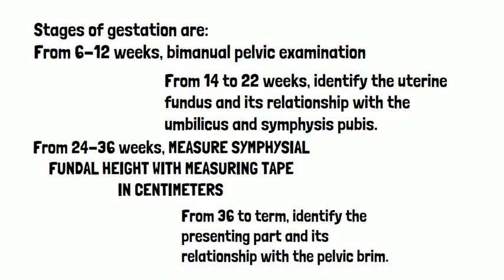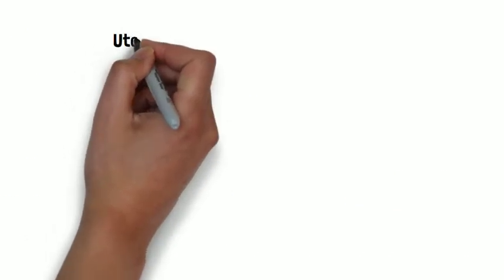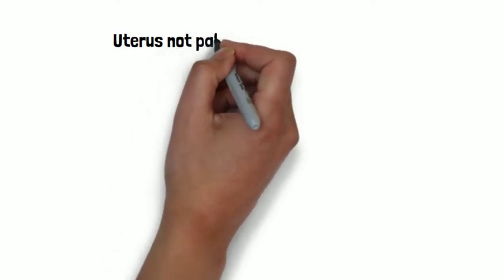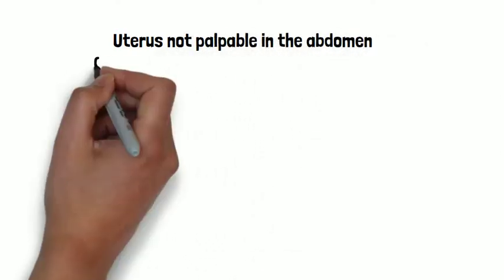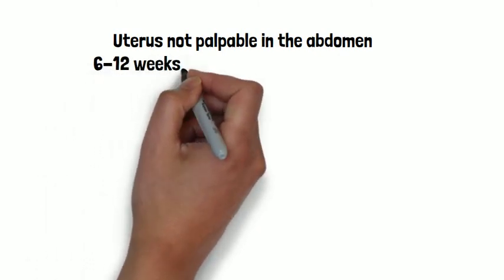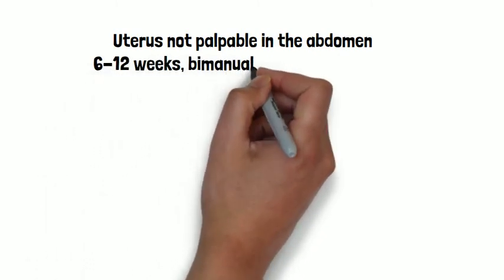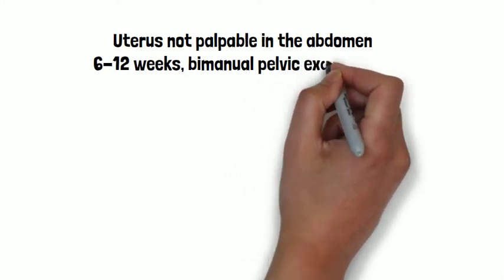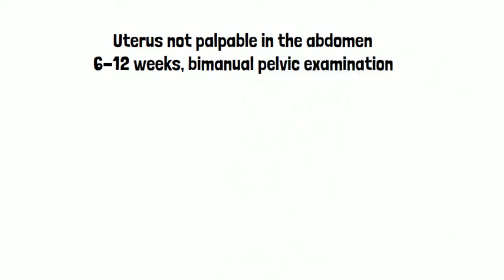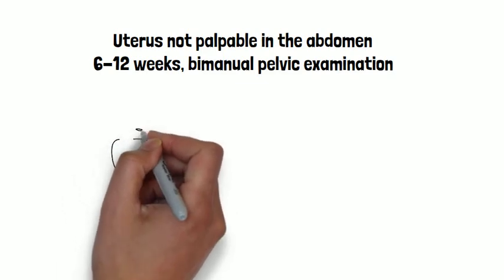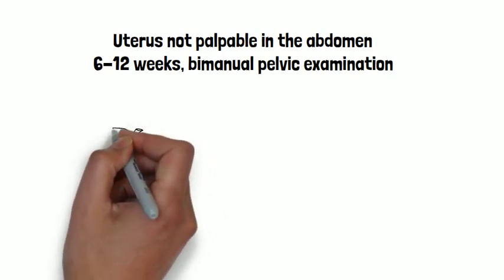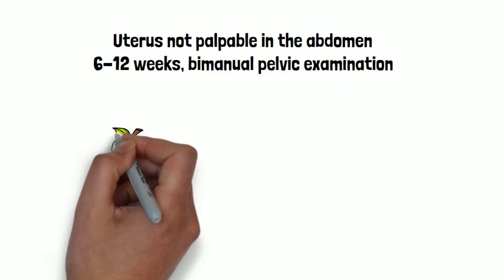In the first 6 to 12 weeks of pregnancy, the uterus is not palpable in the abdomen and is still a pelvic structure. A bimanual pelvic examination can measure the uterus size. A two-week error exists in this method. The error will increase if the mother is overweight, the patient is tense, or the examiner is inexperienced. Remember that in early pregnancy, you cannot clinically listen to the heartbeat.